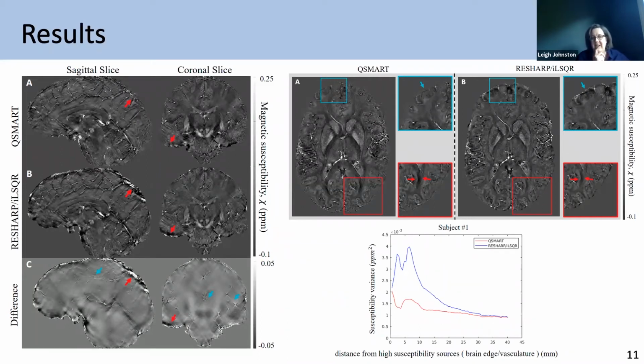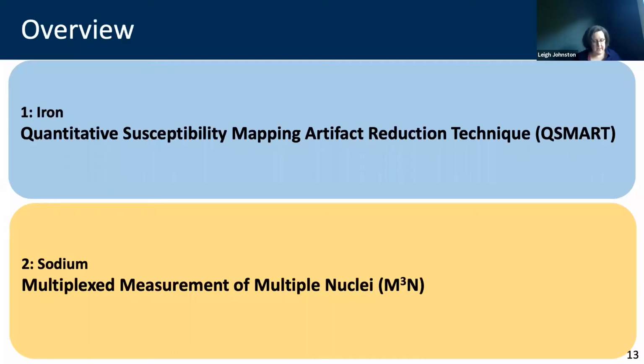However, it is clear that the susceptibility maps really do track stages of neurodegeneration, particularly in Alzheimer's disease. So people are excited by this. Okay, I will keep moving to the second thing that I wanted to tell you about, which was the sodium imaging that we're doing.